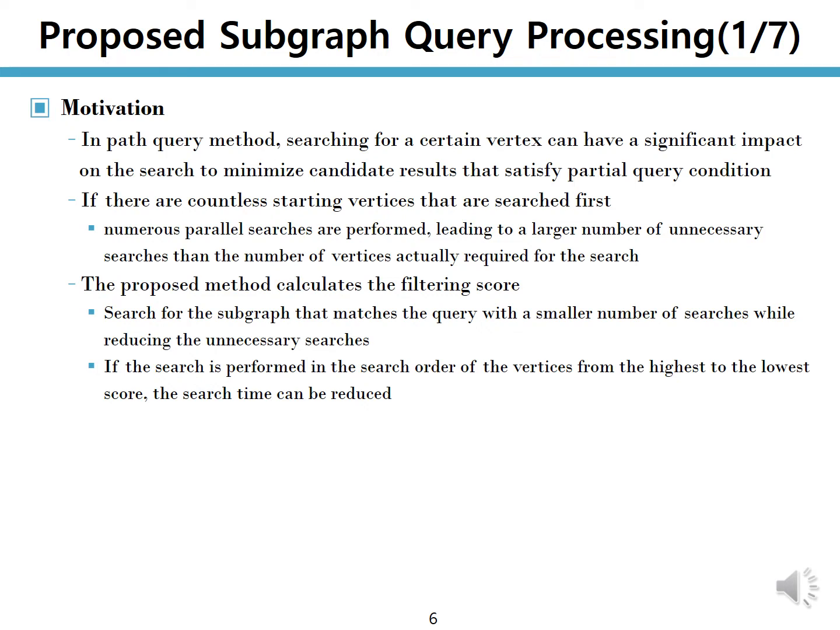A vertex having a high filtering score is a vertex that more necessarily needs to be searched. If the search is performed in the search order of the vertices from the highest to the lowest score, the search time can be reduced further.